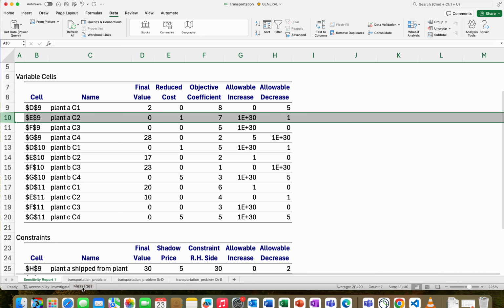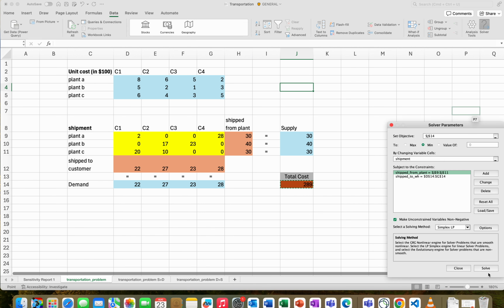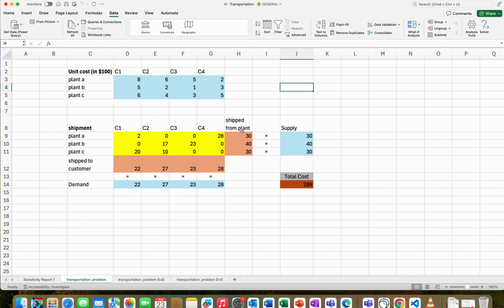Now let's look into the transportation problem, simulate what we just observed from the sensitivity report and get a better understanding of it. I go to the C2 cost variable and change it to 6, which is within the permissible decrease range. From 7 to 6, I decreased by 1 and I'm very sure that the optimal solutions we found before will not change. I go to the solver, click solve, and as you can see, the results did not change.